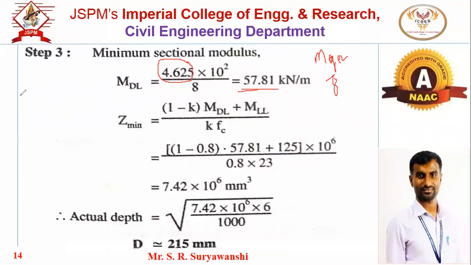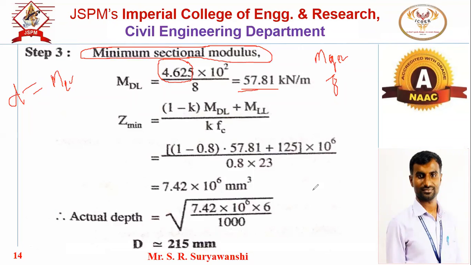Now we have calculated the depth using the live load, or you can say using the moment due to the live load. Now if you have to find out the minimum slab thickness, then the corresponding section modulus should be minimum.